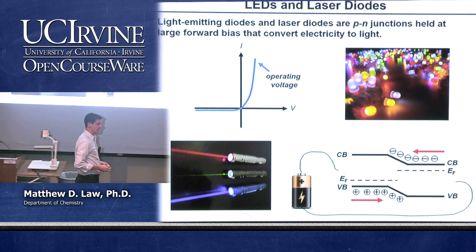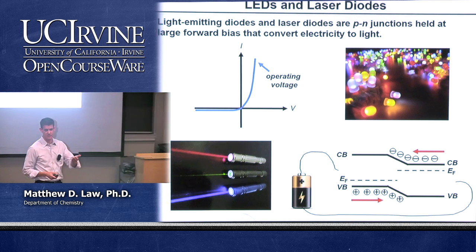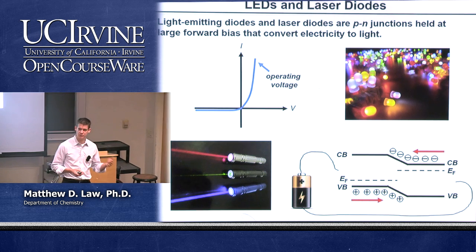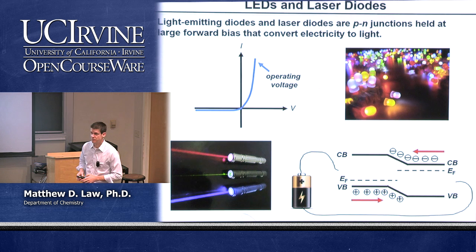Why would we want to do that? Well, the solar cell takes light and generates current. We can reverse that process. We can take current and generate light from the same kind of device. And that's what we do when we put the device in positive bias.